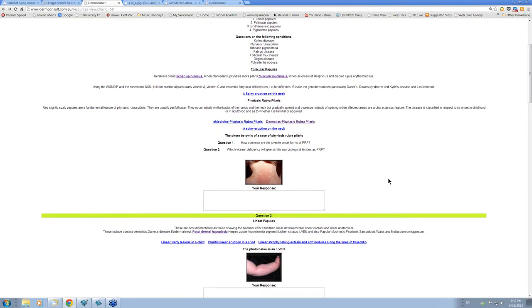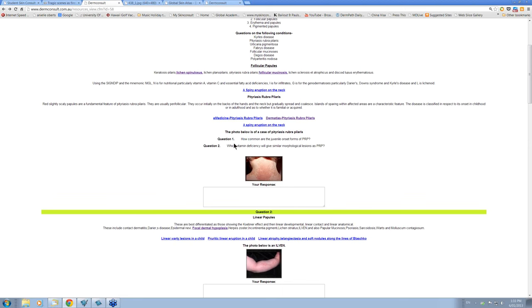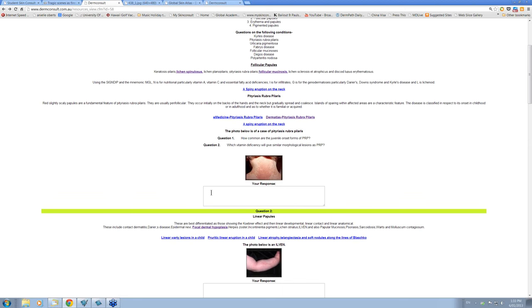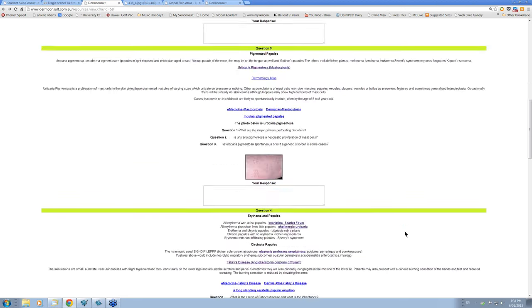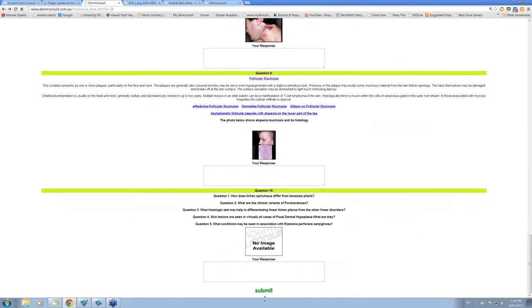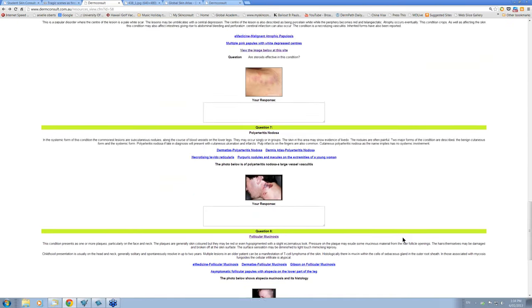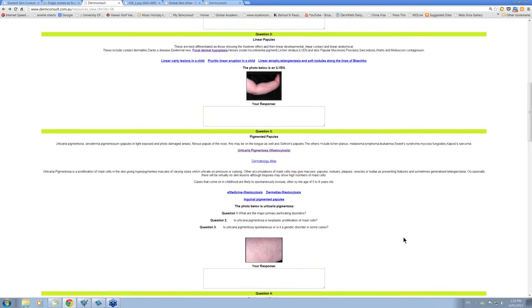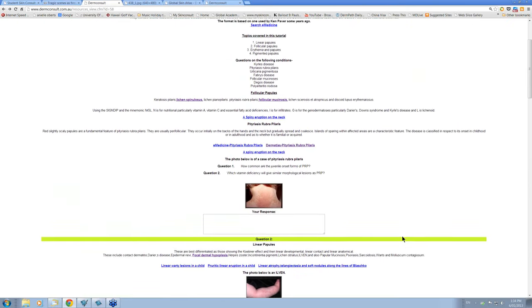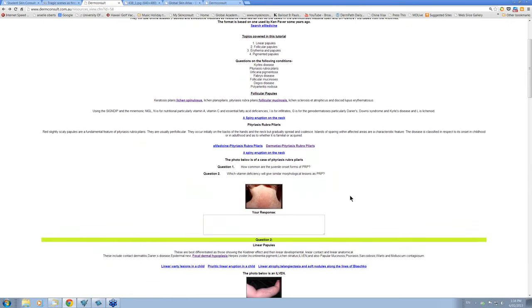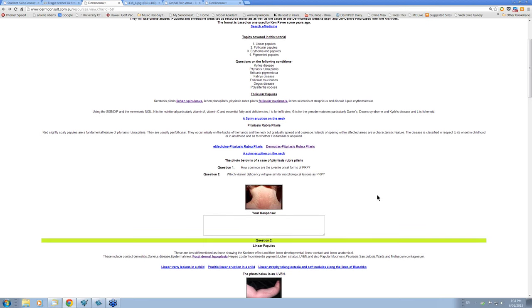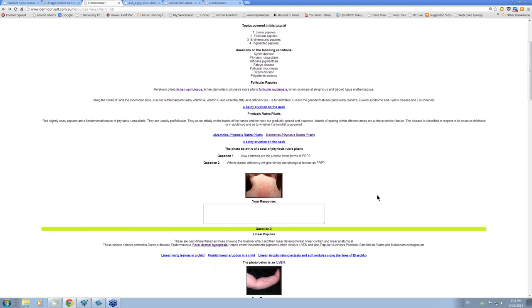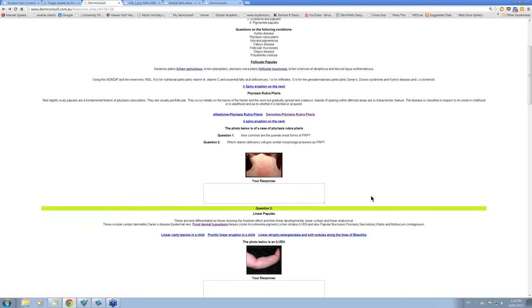Some questions there. We'll come to these perhaps at the end. By the way, if you want to get the answers to these questions, put your response in there and then go down the bottom and click submit, and it will immediately give you the answers to those questions. We can do it this way, or we can have the answers put in underneath the questions. I'll wait and see what the feedback is, and I can change this if this isn't a good way of doing it. Then that second question, which vitamin deficiency will give similar morphological lesions as in PRP?